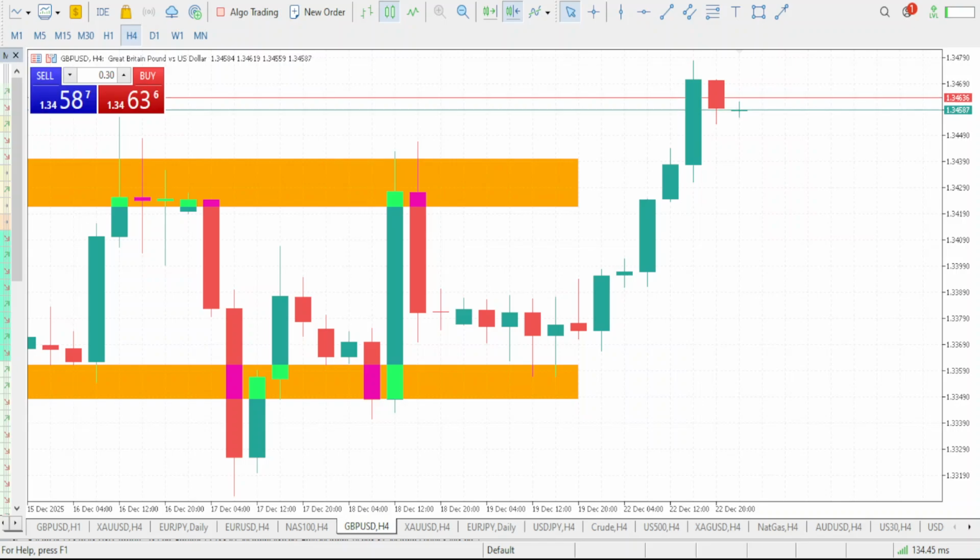So let's see what we'll be expecting for the day on our GU, which is GBP USD.